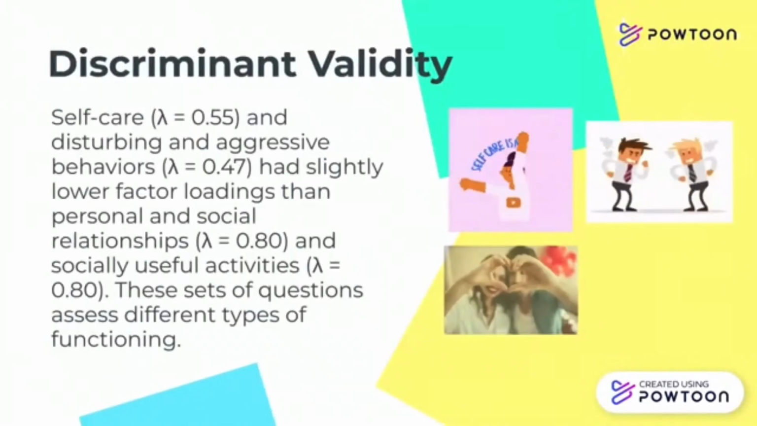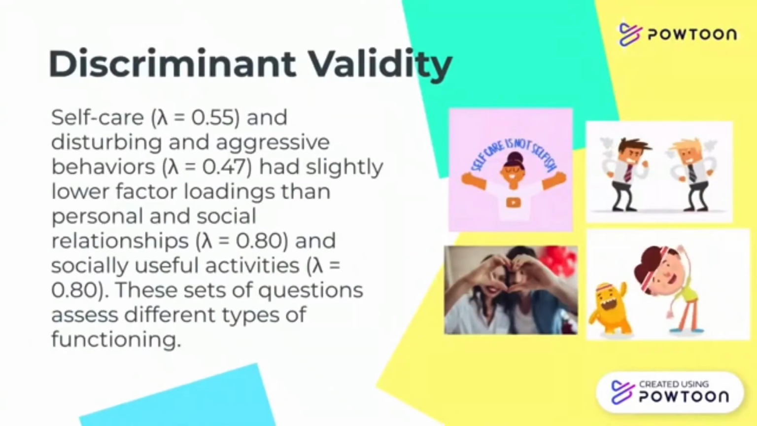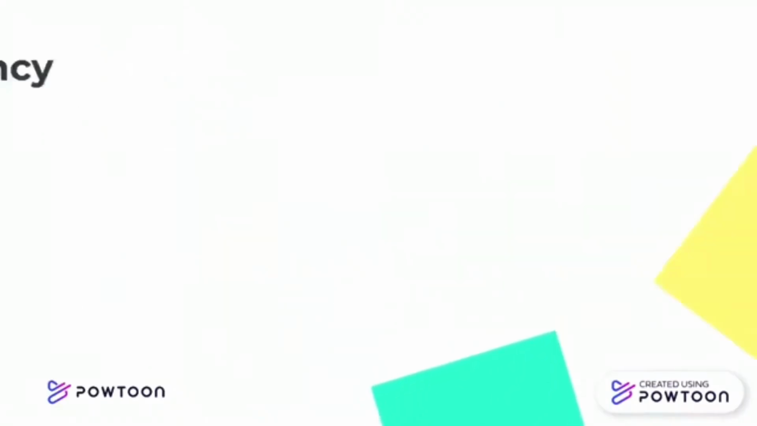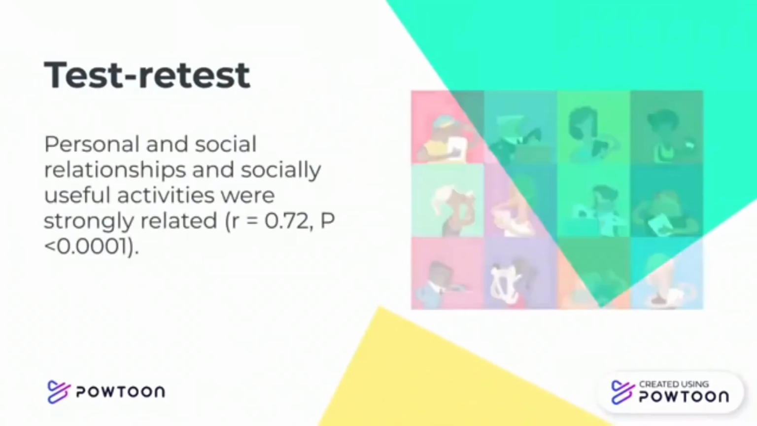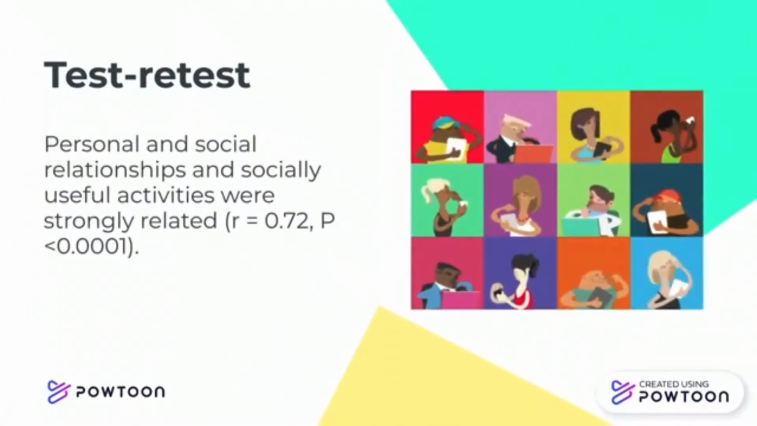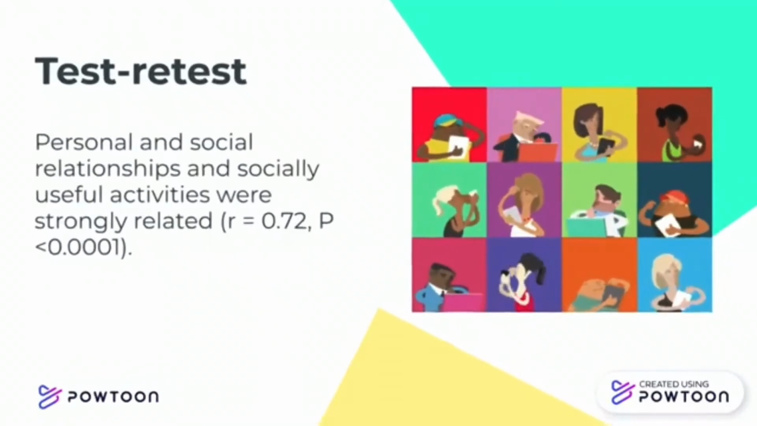For discriminant validity, self-care and disturbing and aggressive behaviors had slightly lower factor loadings than personal and social relationships and socially useful activities, because these sets of questions assess different types of functioning. Internal consistency reliability for the four main areas was adequate and strong. Item-total correlations were fair to moderate, as results in personal and social relationships and socially useful activities were strongly related.